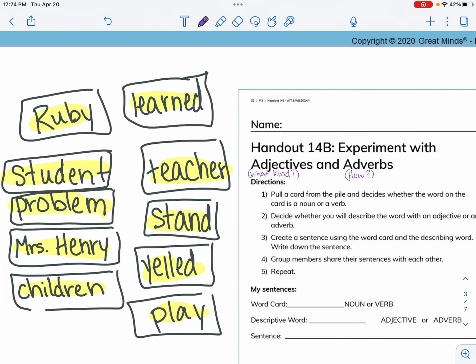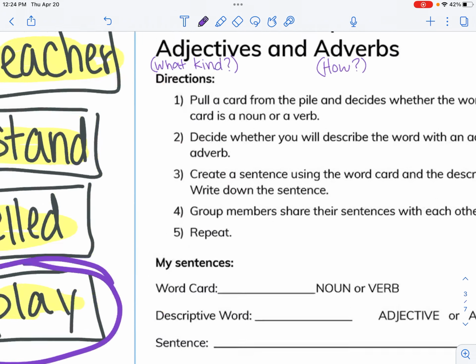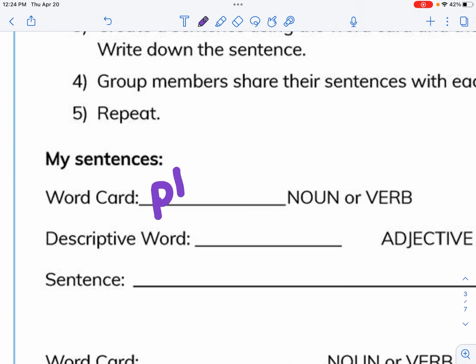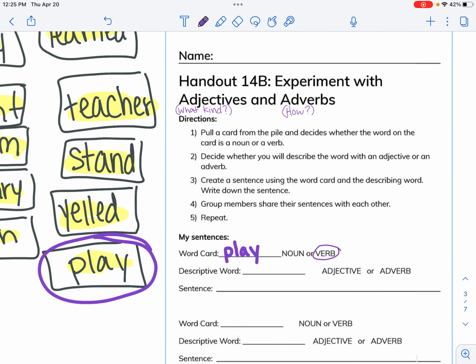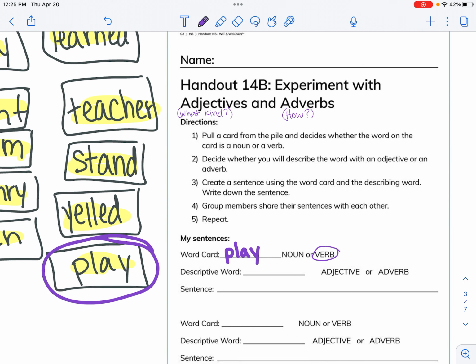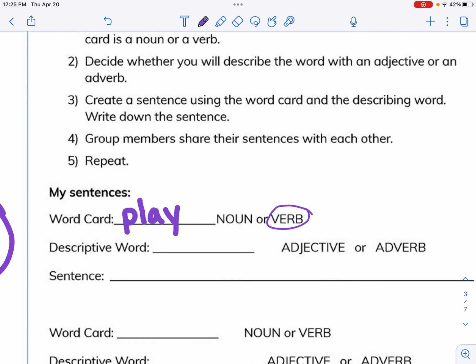So our first one we're going to do is play. So our word card is play. We're going to write that on the blank, play. Then we're going to circle, is play a noun or a verb? Play is a verb. It's an action word. We're going to add a descriptive word to play. And since it's a verb, our descriptive word is going to be an adverb. So think about how the children play in our Ruby Bridges book on the playground. And we're going to say nicely. They play nicely. Oops, I misspelled that.